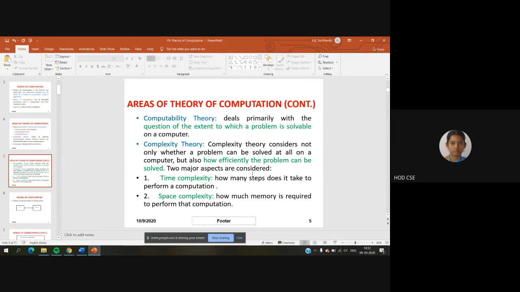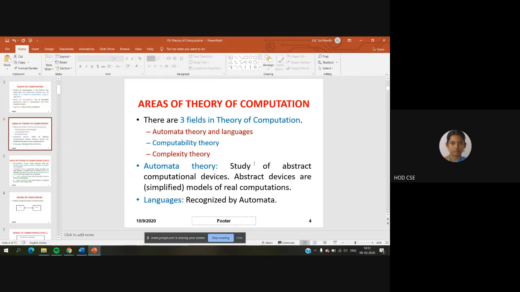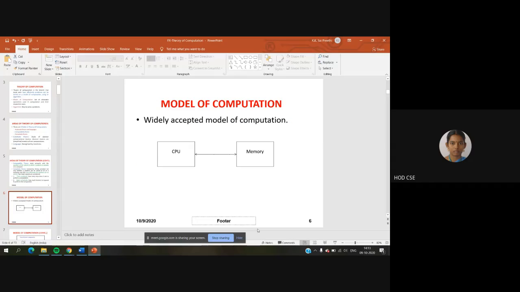Computability theory and complexity theory are also branches of the theory of computation, but we have to give more focus to automata theory and languages. Automata theory is a study of abstract computational devices. Computational devices give a picture of the model of computation. So we have to see what a model of computation is and how it is represented with the help of different models. That will be the scope of automata theory and languages. And this is the model of computation.